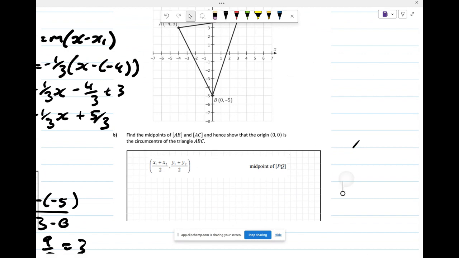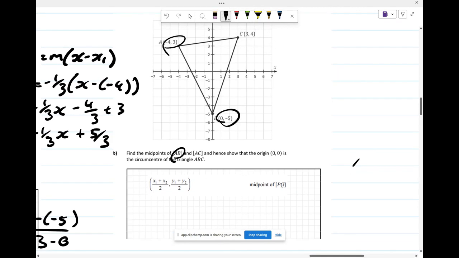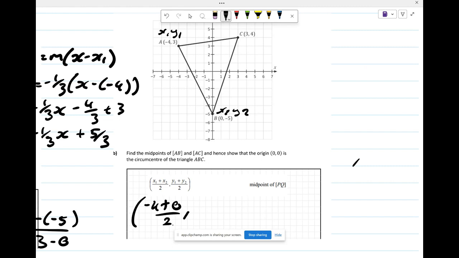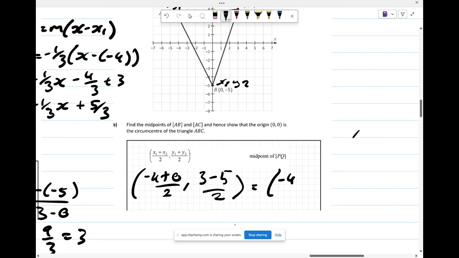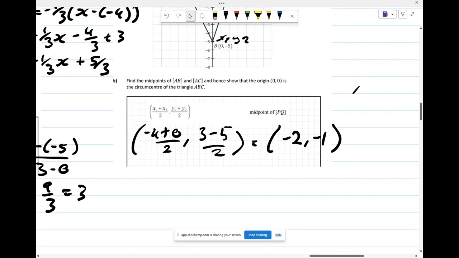Okay, so we have a formula for the midpoints. That's kind of easy. So the midpoint of AB is we just take the coordinates of A and B and find the midpoints. So if we call this x1, y1, we call this x2, y2. So x1 plus x2, so it's minus 4 plus 0, and then we're going to divide that by 2. Then we're going to do y1 plus y2, so that's going to be 3 minus 5, and it's going to be over 2. So that's going to be the point minus 2, minus 1. So that's the midpoint of AB.